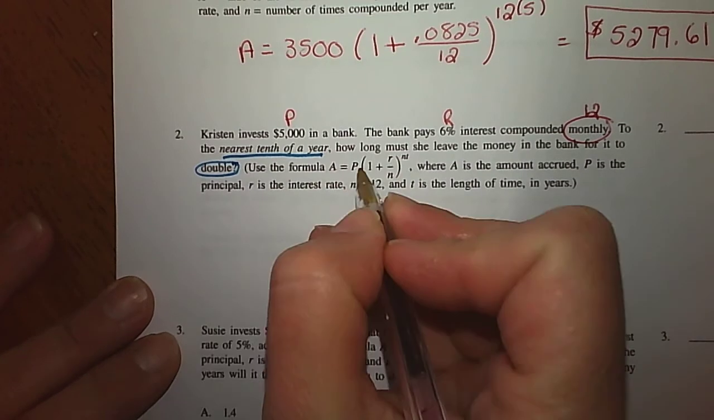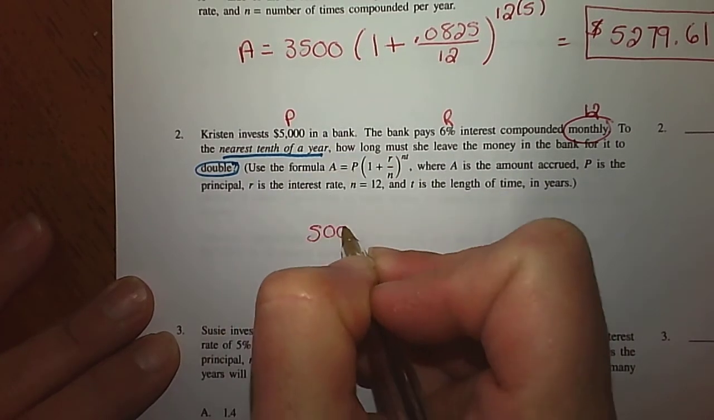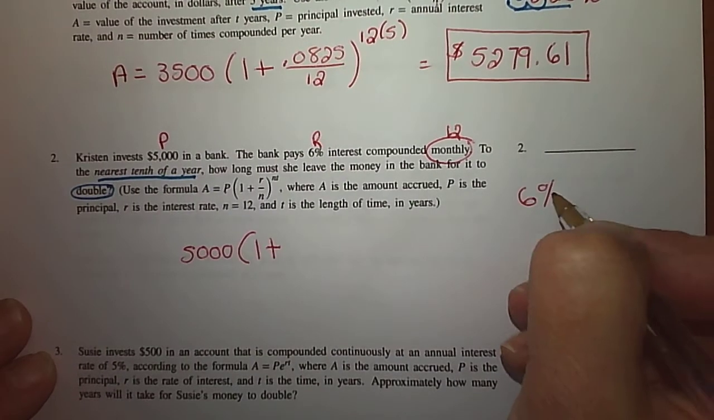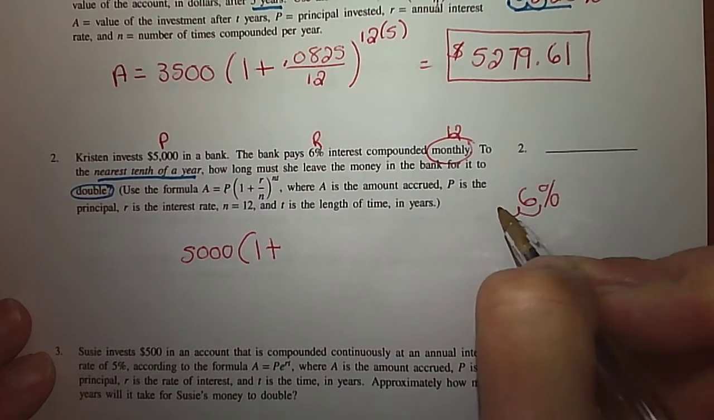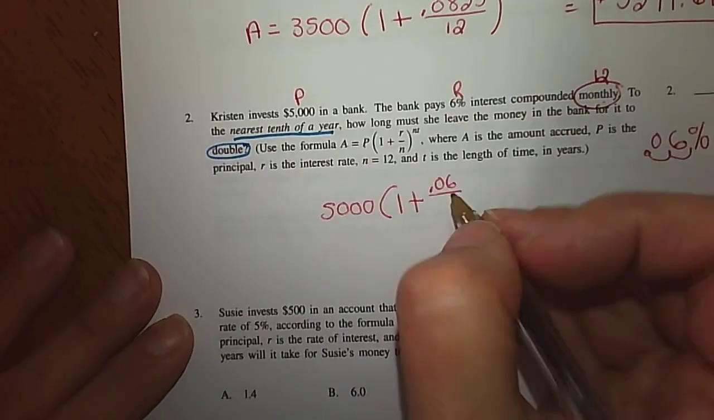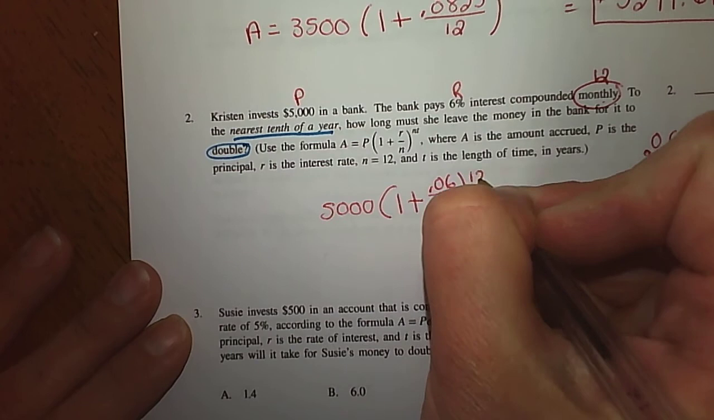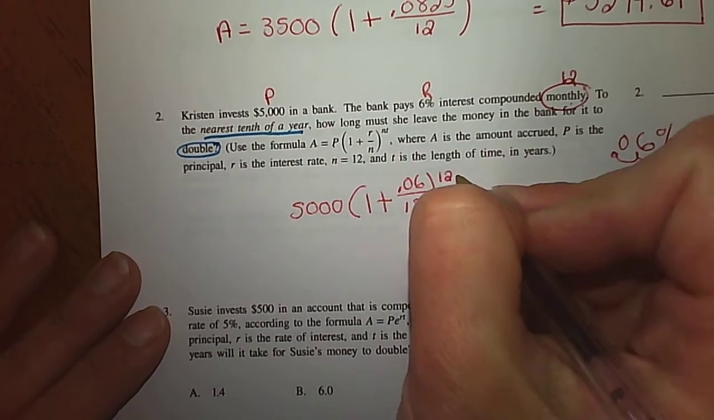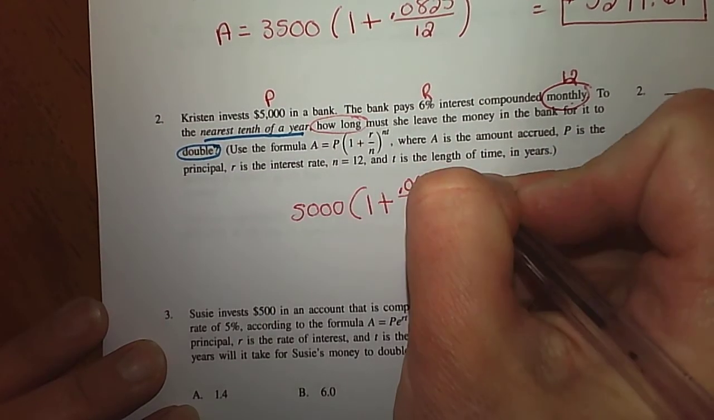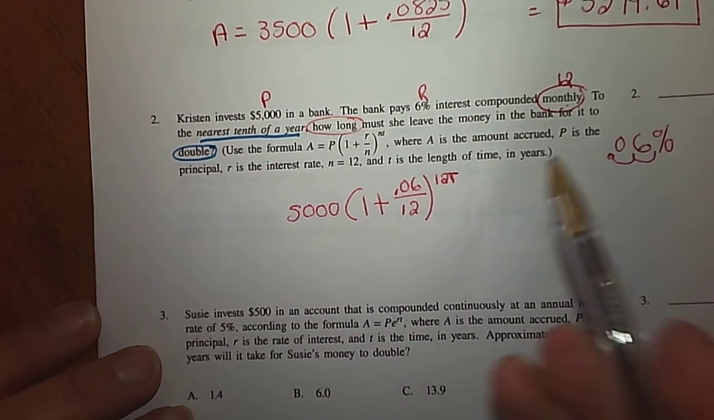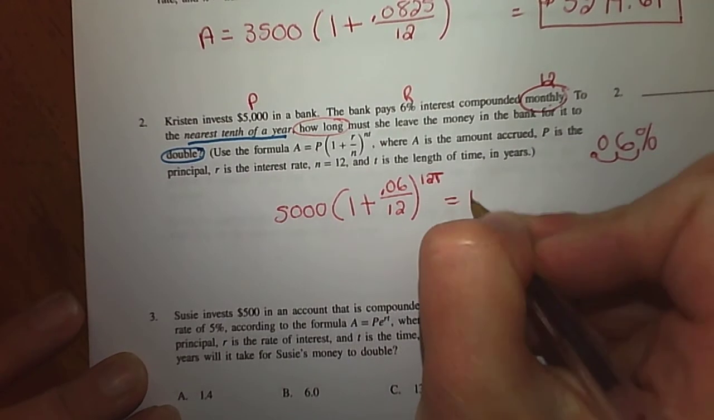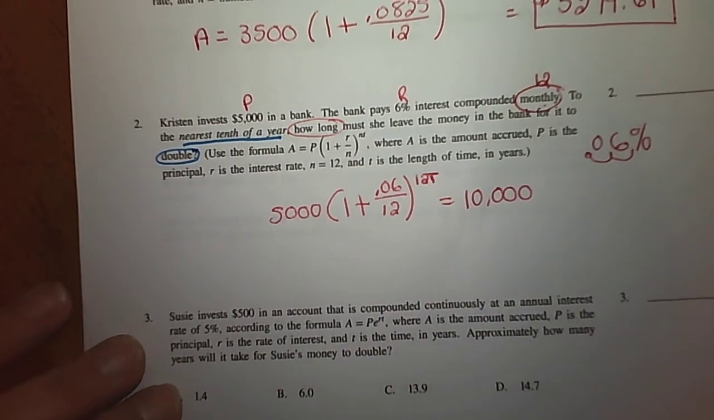So we have P, the original amount is 5,000, right? 1 plus the rate, so 6%. We have to move the decimal back twice, 1, 2, so it's 0.06. Compounded monthly, so it's 12. 12 also goes there. Now, they did not give us the time, because the question says how long. So that means T is going to stay in this question. For it to double, if we started off with 5,000 and we want this to double, that means we want to end up with 10,000.